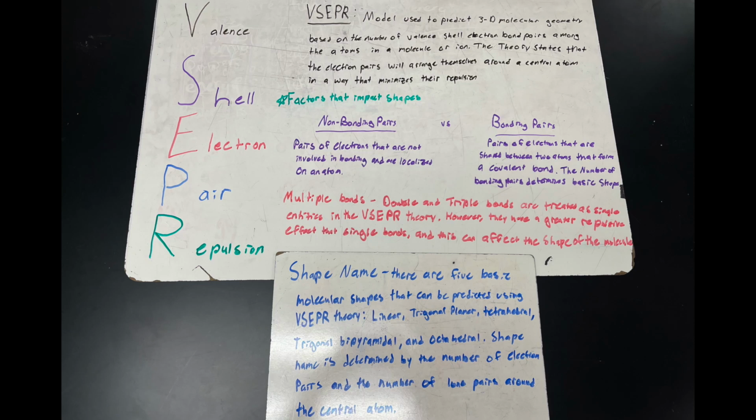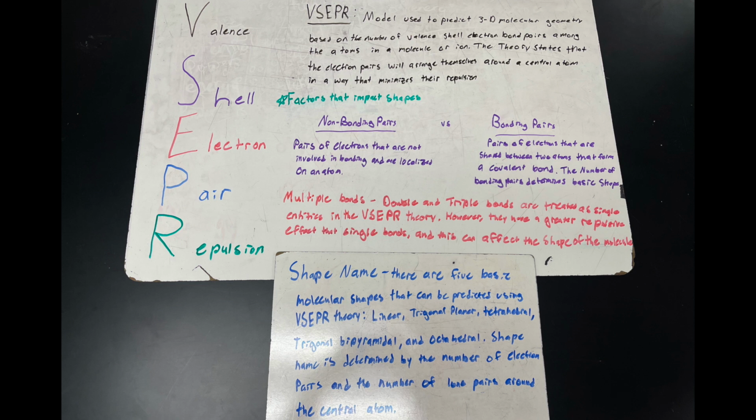VSEPR theory is a model used to predict 3D molecular geometry based on the number of valence shell electron bond pairs among the atoms in a molecule or ion. The theory states that the electron pairs will arrange themselves around a central atom in a way that minimizes their repulsion. The factors that impact molecular shapes include non-bonding versus bonding pairs, multiple bonds, and the shape's name.